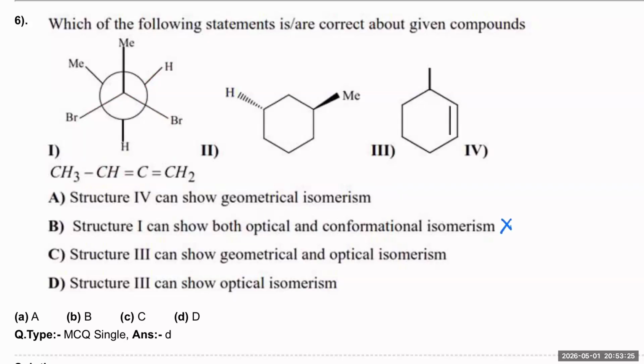Nothing has been asked about structure 2, so skip it. Come to structure 3. Structure 3 can show geometrical isomerism and optical isomerism. With respect to this particular center, methyl is up, but there is no other group to identify cis and trans isomers. So this is also incorrect. This cannot show any geometrical or optical isomers. Just a second.